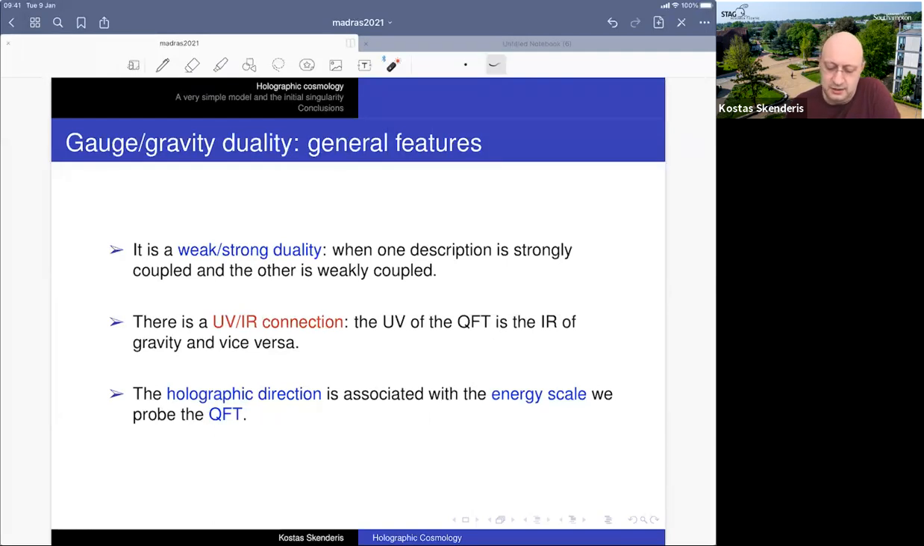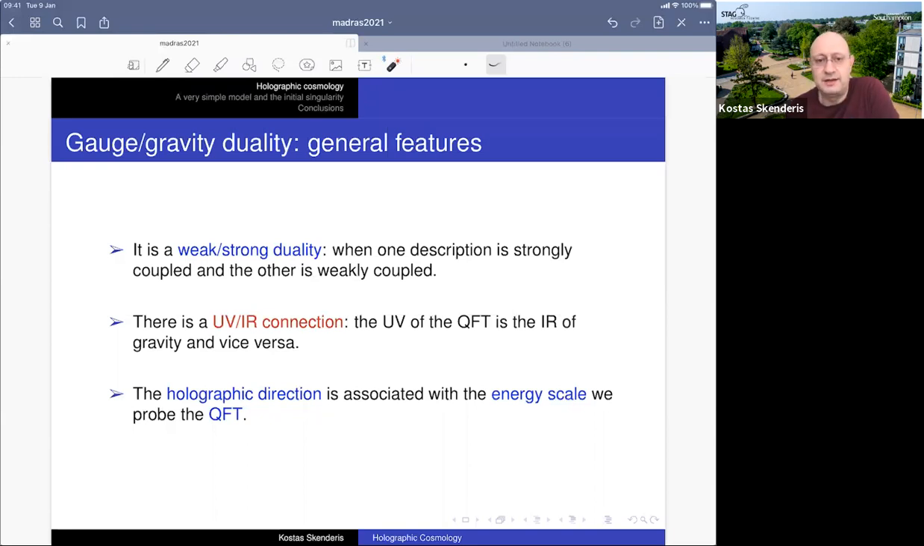Secondly, there is a so-called UV-IR connection. So the UV of the quantum field theory is associated with the IR of gravity and vice versa. And again, usually this is right from the perspective of the UV of the quantum field theory, IR of the gravity. So if you want to understand the infinities, the anomalies of the quantum field theory, you can look at the infinities in the on-shell action because of the infinite volume of space-time. I mean, that's how holographic normalization was developed.